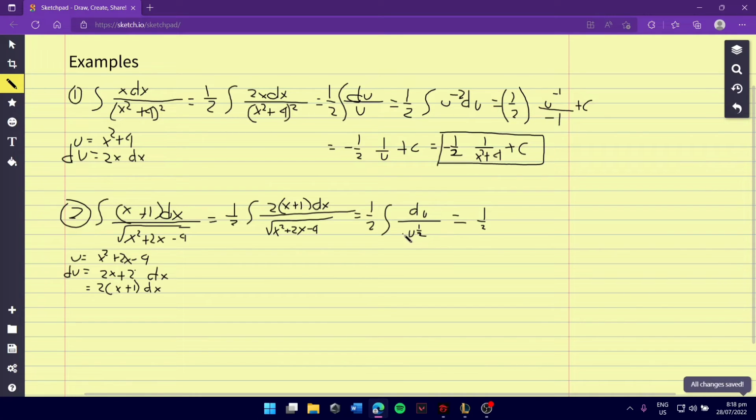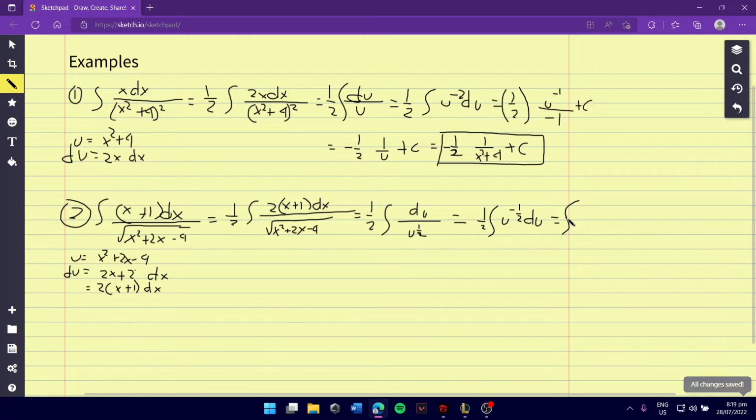Before integrating, we will transpose u here, from the denominator to our numerator. When transposing, it becomes the opposite sign. So we have negative 1 half. So the integral of u raised to negative 1 half, then our du, right? Next, we will integrate.